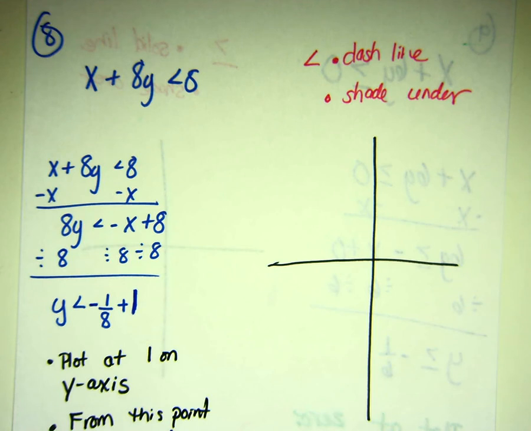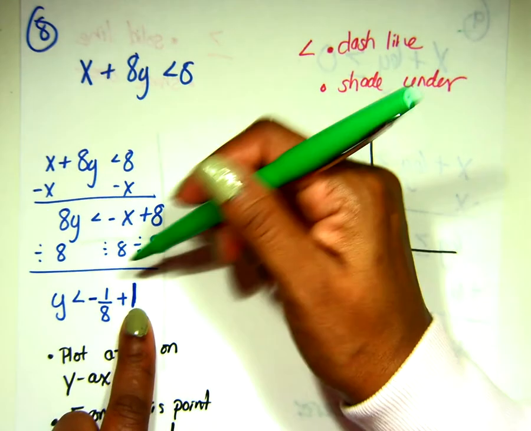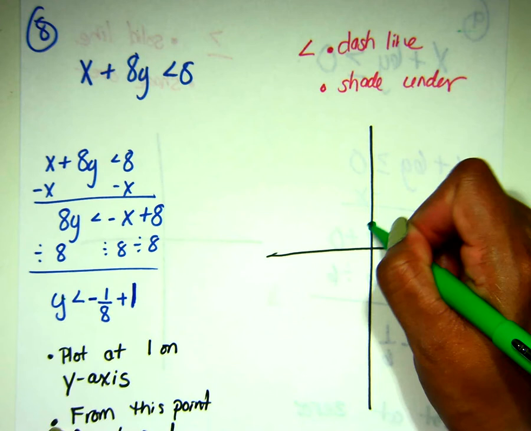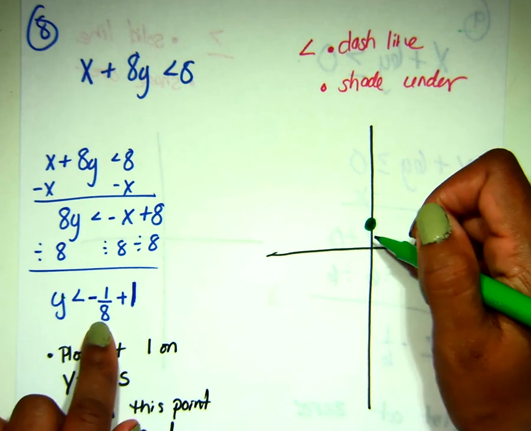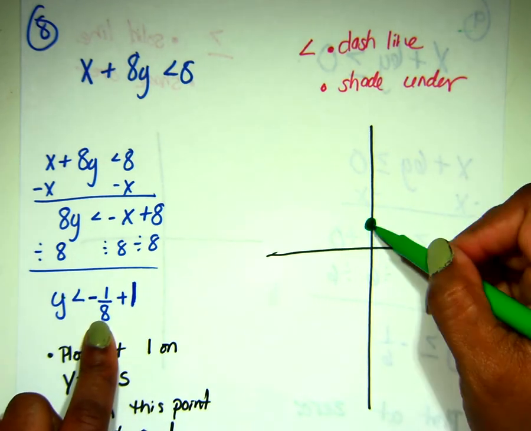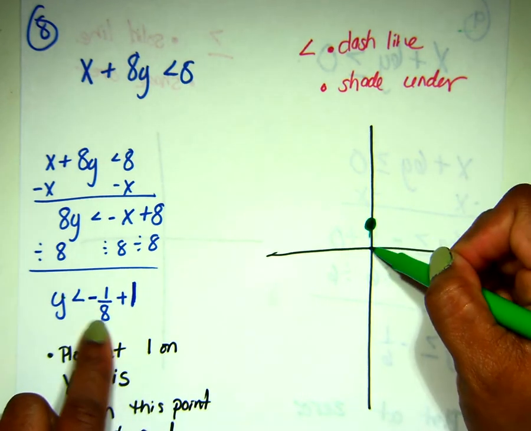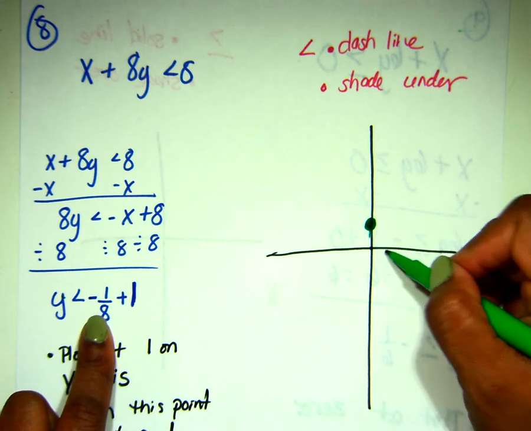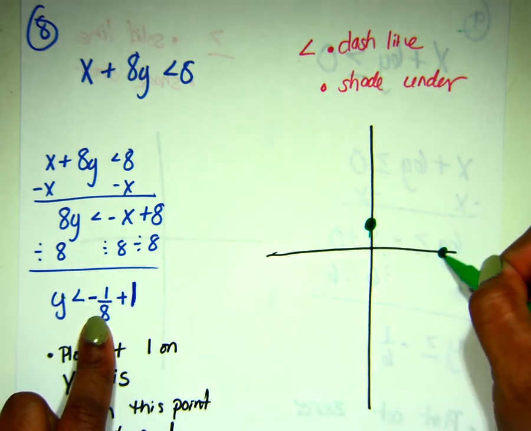So we're going to graph it real quick. We have a positive 1 on the y-axis. I know it's the y-axis because it says y. So there goes positive 1. Now look at our slope. From that positive 1, I'm going to go down one time because it's a negative 1. And always go right. So here I'm going to go right 8 times.